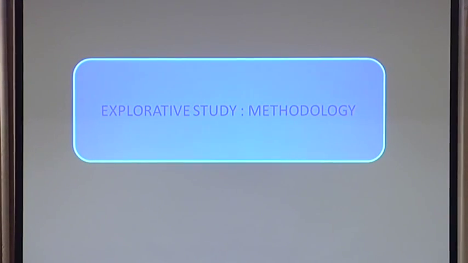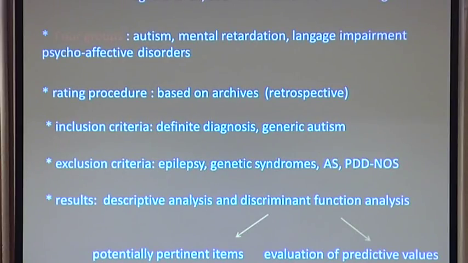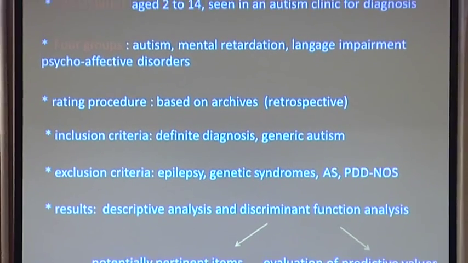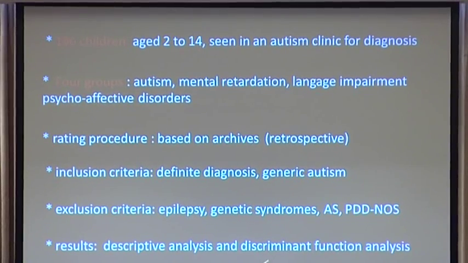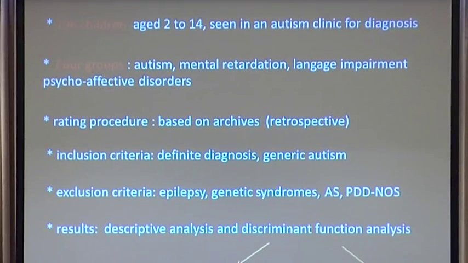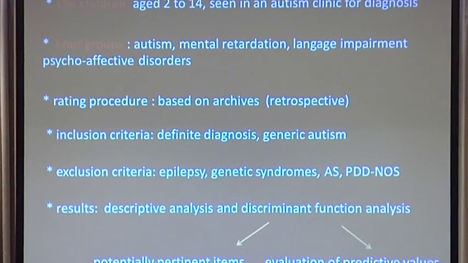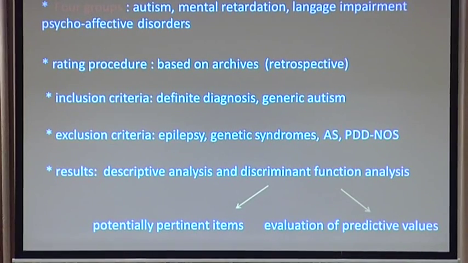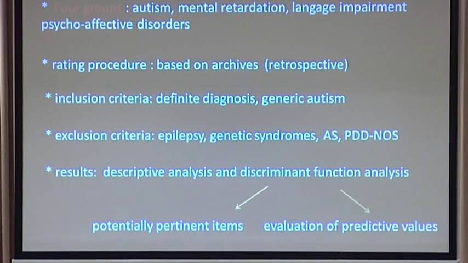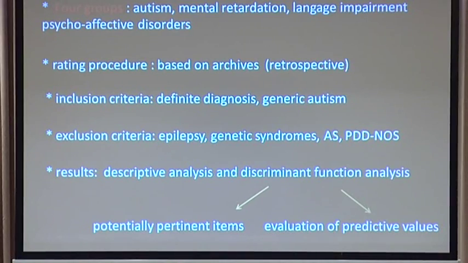So the methodology for the first part of the study is as follows. We have nearly 200 children aged 2 to 14 that we saw in our autism clinic for diagnosis. We divided them in 4 groups: autism, which is generic autism, mental retardation, language impairment, and what I call psychoaffective disorder, embracing all sorts of mental health issues. The rating procedure, at this point, we use it as a behavioral repertoire, not as a screening tool.